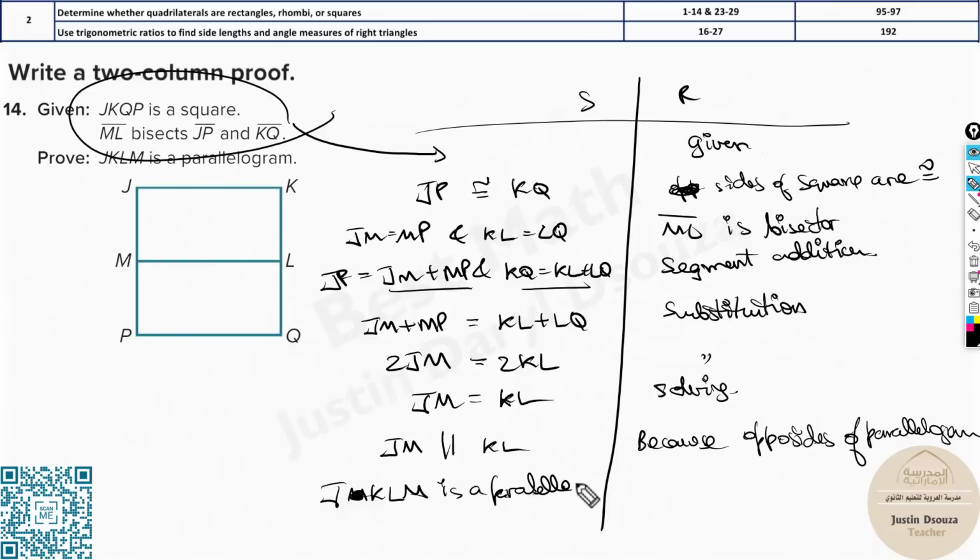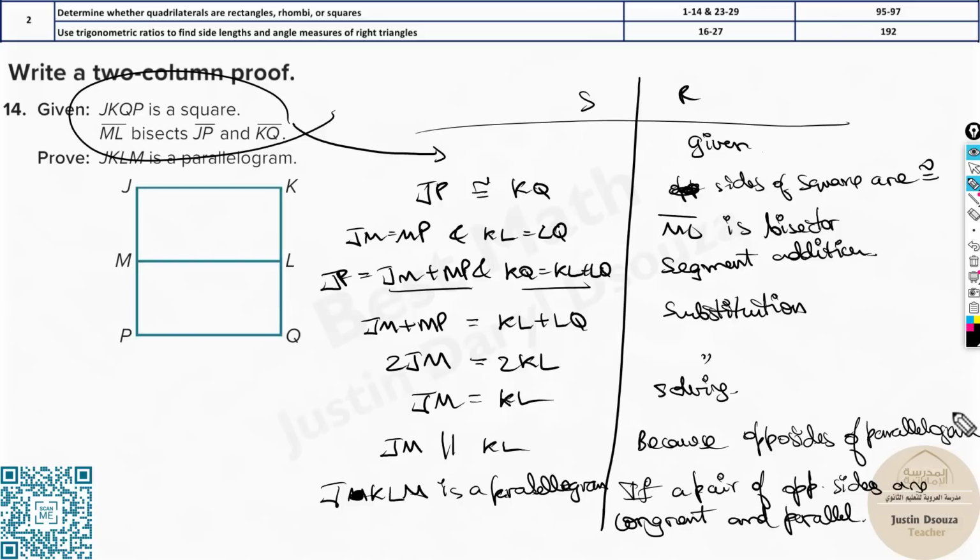In the question they have asked, okay, parallelogram. Why? The property of a parallelogram: if a pair of opposite sides, it must be opposite, this or this, JK or ML or JM or KL, are congruent. We did congruency, congruent and parallel. So that would be the answer.